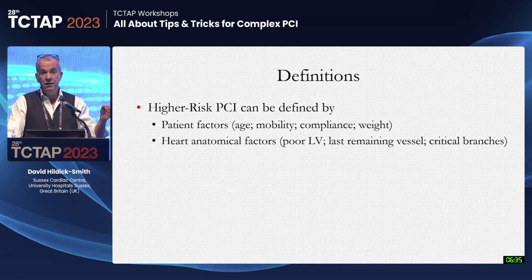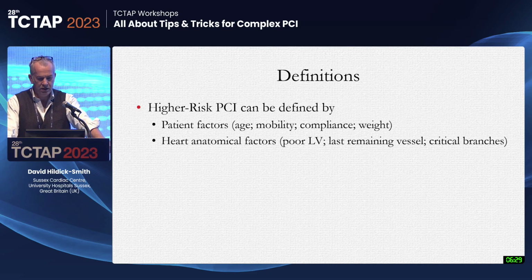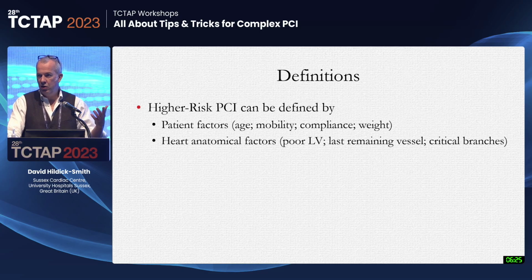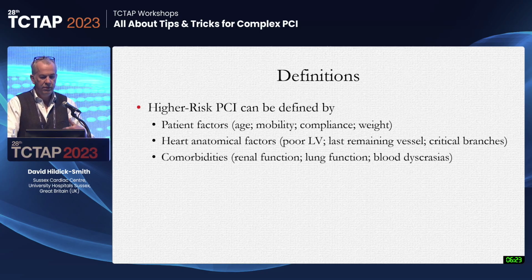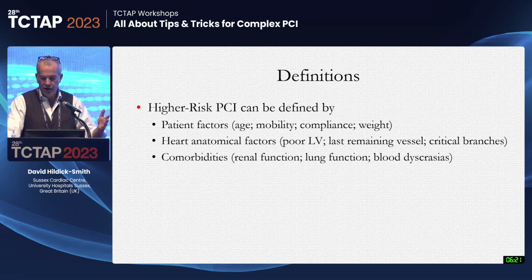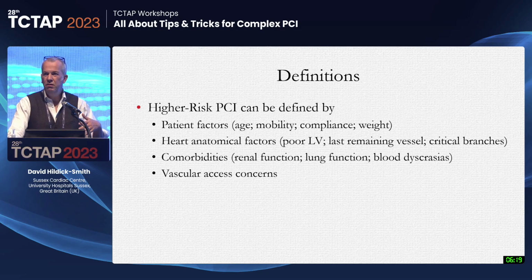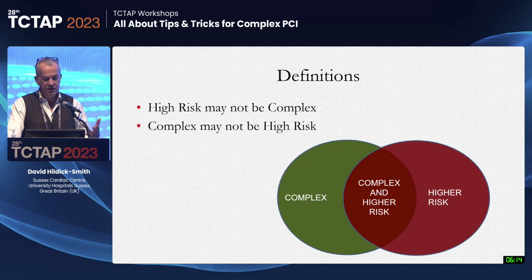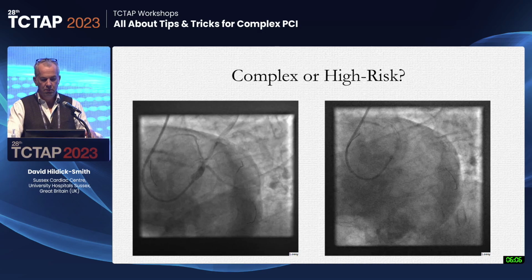Then there's the heart anatomical features. Of course, poor left ventricular function is a strong high-risk factor. Last remaining vessel, critical branches that can't be lost. Then the obvious comorbidities, renal function, lung function, etc. Concerns about vascular access, which definitely raise the stakes. So high risk may not be complex, and complex may not be high risk. And somewhere in the middle, they overlap.